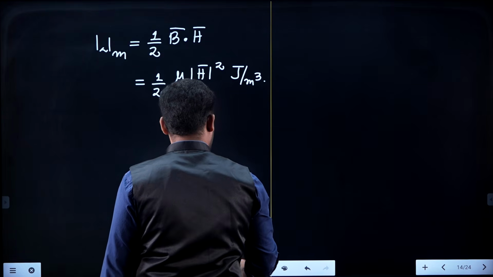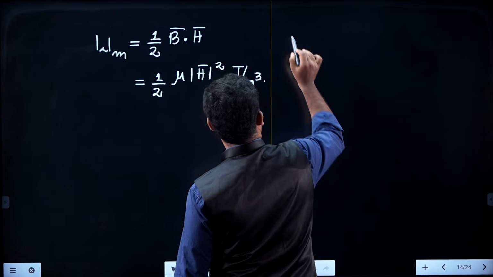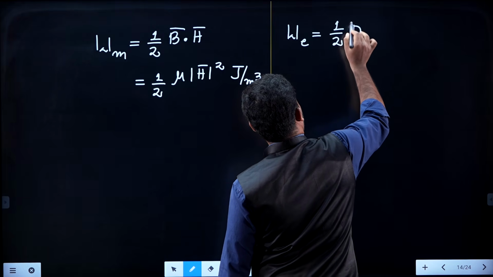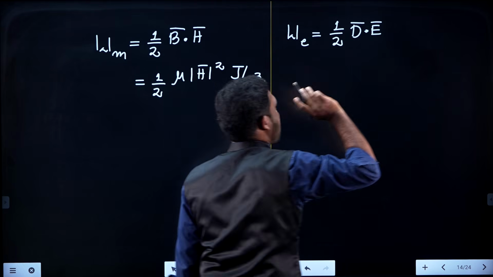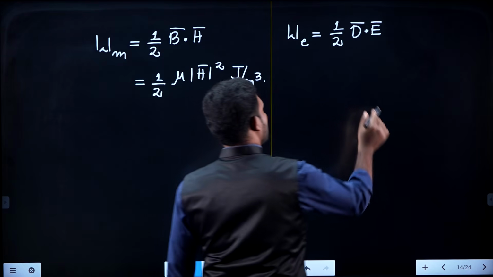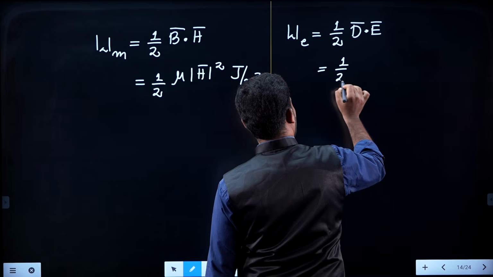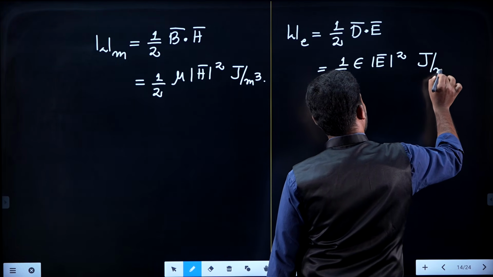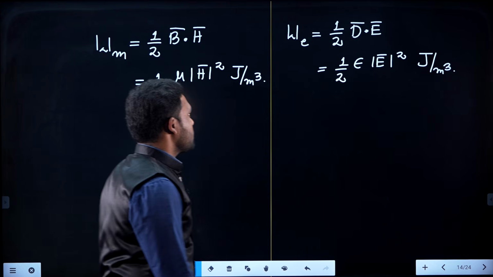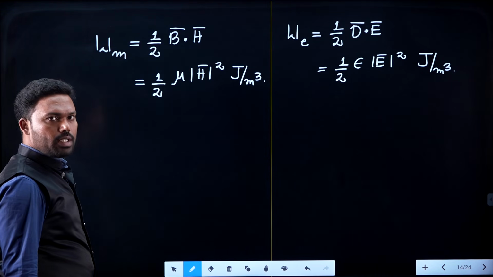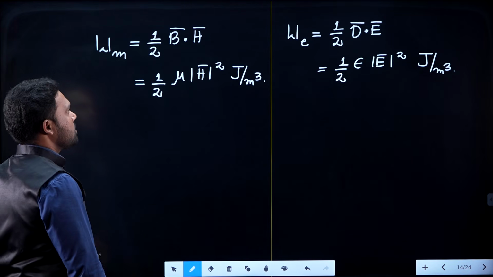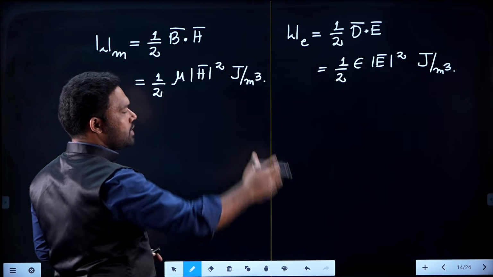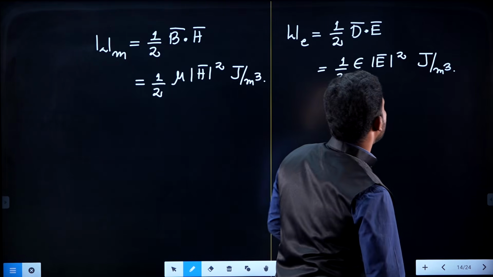What is the energy density in the electric field, guys? Something similar. 1 by 2 of D dot E. This is also equal to 1 by 2 into epsilon into E magnitude square. Units are joule per meter cube. So it is something similar to what you would have learnt in your circuit theory, of L I square, of C V square. Fine.